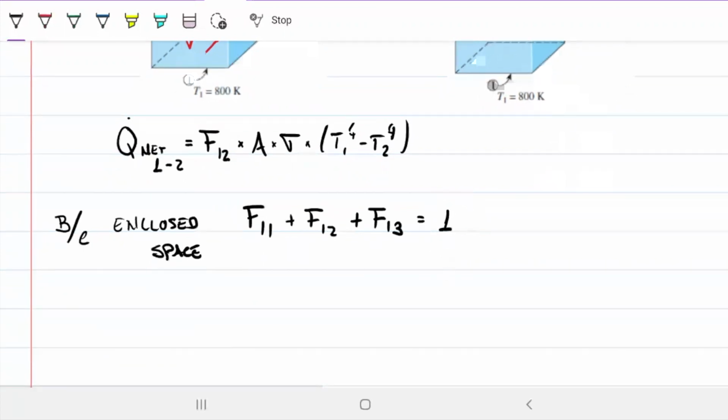What else? The next thing we're going to note is that there's this flat surface here.